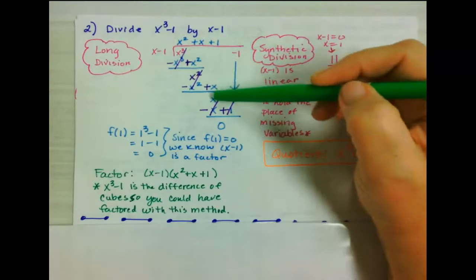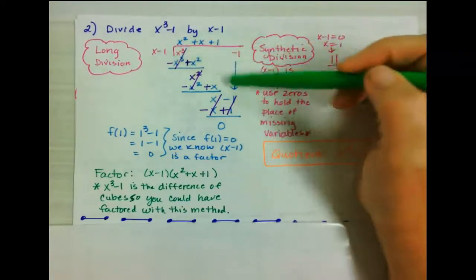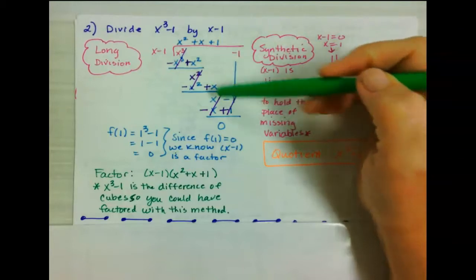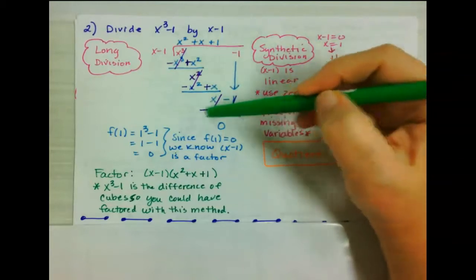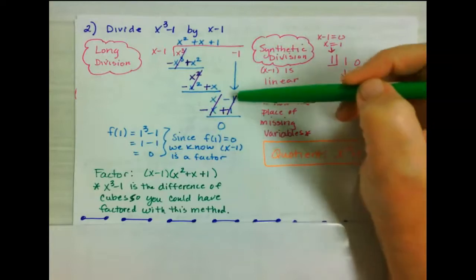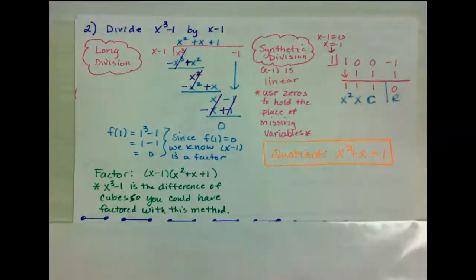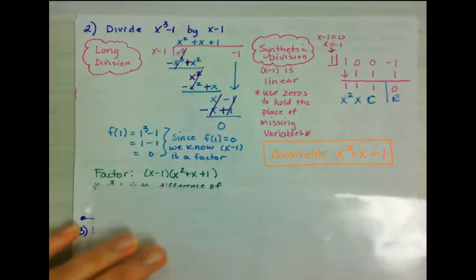What times x gives me x? 1 times x gives me x. 1 times negative 1 gives me negative 1. And because I'm subtracting the whole line, now the signs change, and I can see that both of these are going to eliminate. Well, I should have known that if I checked.